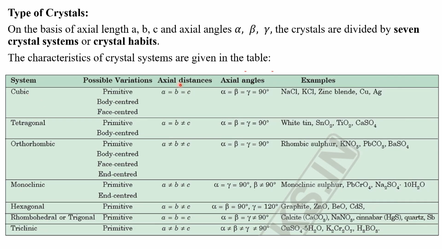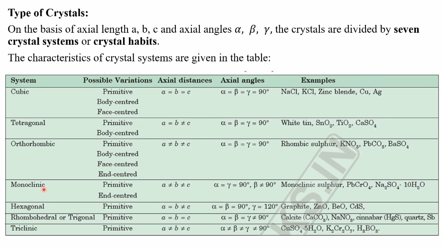Now for cubic, axial distances are the same, a = b = c. For tetragonal, a = b but not equal to c. For orthorhombic, a, b, c all are different, but alpha, beta, gamma all are equal to 90 degrees. So for these three systems, cubic, tetragonal and orthorhombic, the axial angles are the same, but the axial distances vary like this. What are the examples of orthorhombic? Rhombic sulfur, KNO3, PbCO3 and BaSO4.